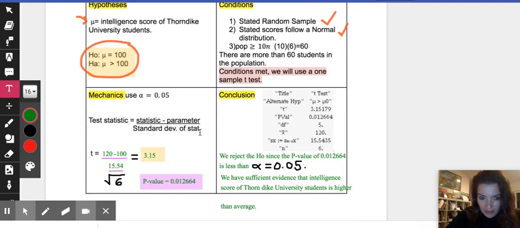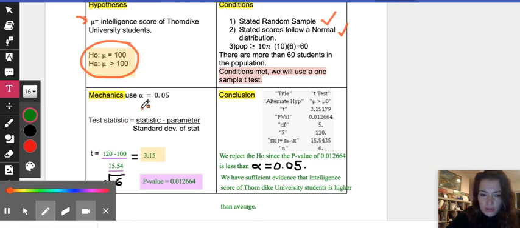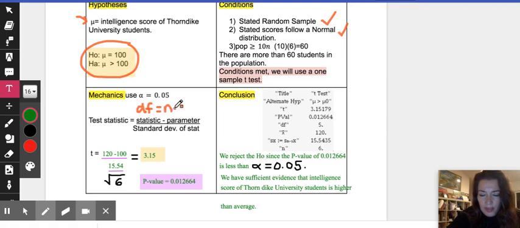To save us time, I already typed out the mechanics. So let's take a look. The mechanics, first of all, you should mention your significant level, which is alpha equals 0.05. You should also mention your degrees of freedom. Our degrees of freedom is equal to n minus 1, which would be 6 minus 1, which is 5.